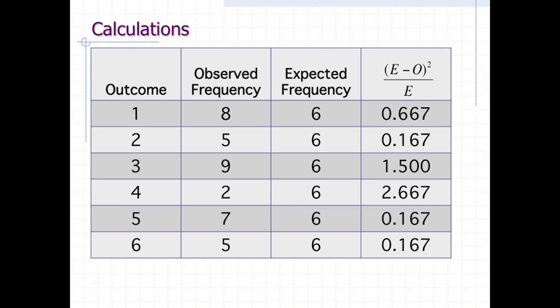Continuing the calculations, let E be the expected frequency of an outcome and O be the observed frequency of that outcome. For each row, subtract the observed from the expected, square the difference, and then divide by the expected frequency. For the outcome 1, the expected minus observed is 6 minus 8, which is negative 2. Square that and you get 4. Divide 4 by the expected frequency of 6, and you get 2/3, or 0.667.